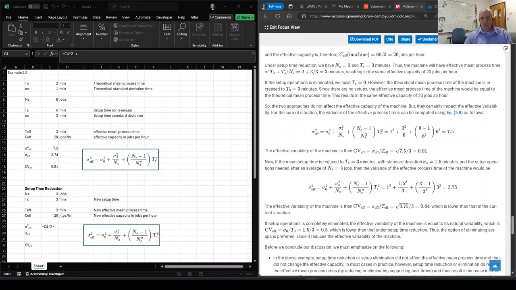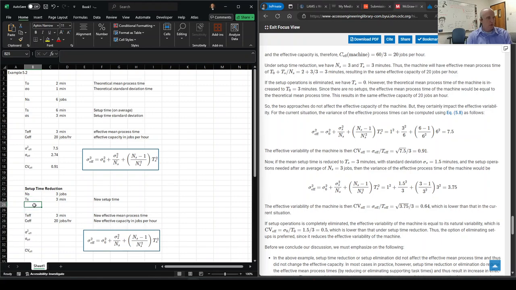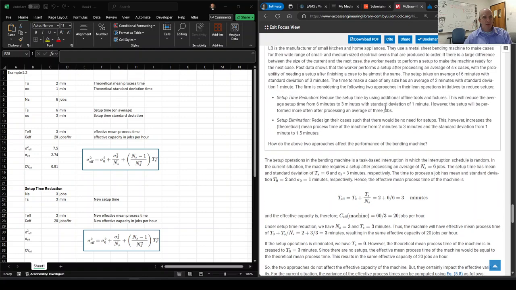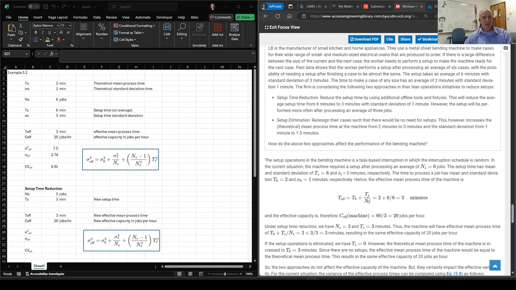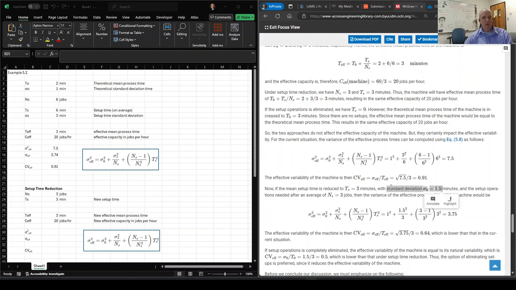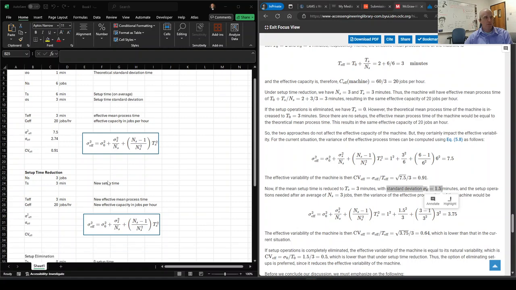It's important to note here too that the standard deviation has changed. I did not include it here, so let me go ahead and include that before we get too far. The standard deviation of the setup has changed to 1.5 minutes. So again, if we come back up here, this is saying if we eliminate the setup, apparently there is a little bit of a misconfiguration here. We're going to use what this number is down here for the standard deviation for the mean setup time reduction option, not for the elimination, but for the reduction.